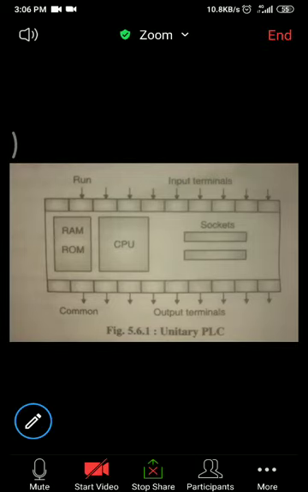Welcome to the 70th lecture of Control System and PLC. So, today we will discuss the classification of PLC.